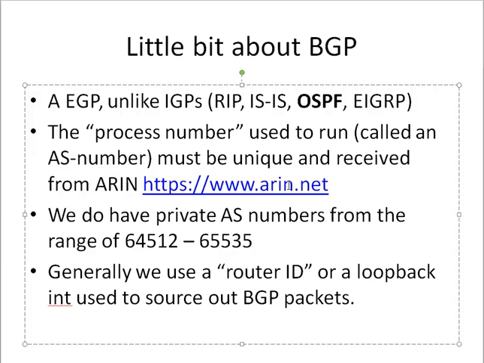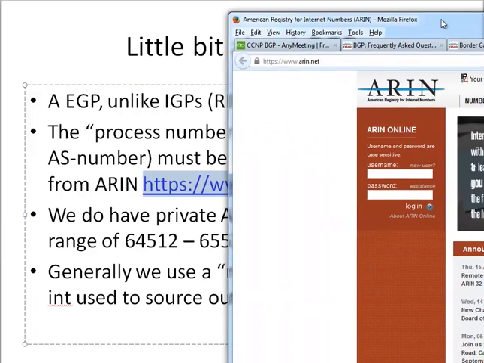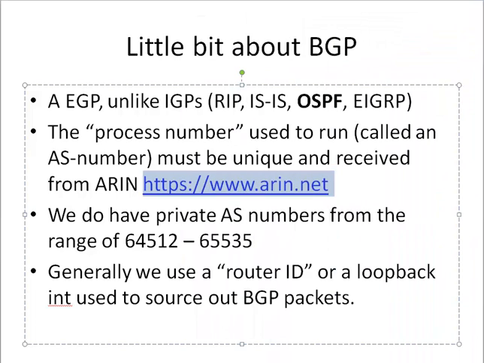Let me pull up the site real quick. American Registry for Internet Numbers is the website right there. It's actually funny because I had an interview question a while ago asking me where you would get ASN numbers. So that might be a nice fact to have at the top of your head. That's where you would get your autonomous system number publicly.